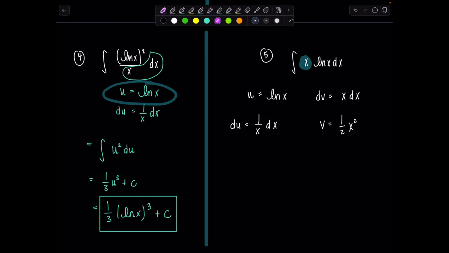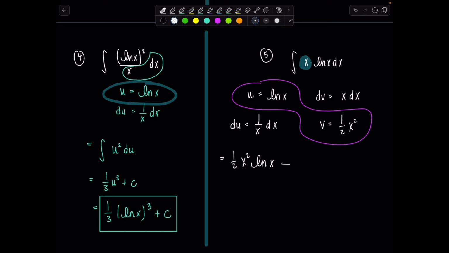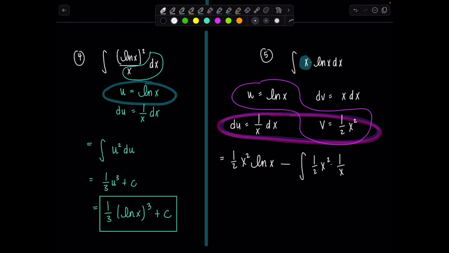Fabulous. Okay, so now let's see here. We're going to have uv, that's sitting outside the integral. So 1/2 x squared ln of x minus integral, do you remember the formula? V du. I don't know if you can see that. V du comes next. So let's write it out slowly. We'll have 1/2 x squared times 1 over x dx.